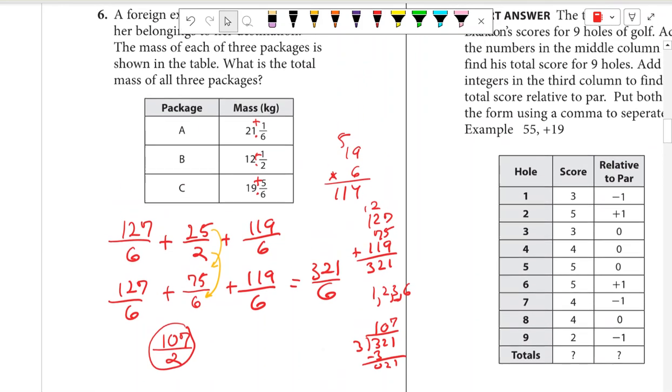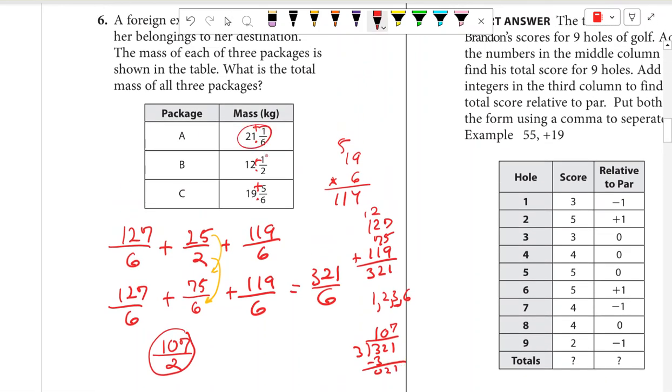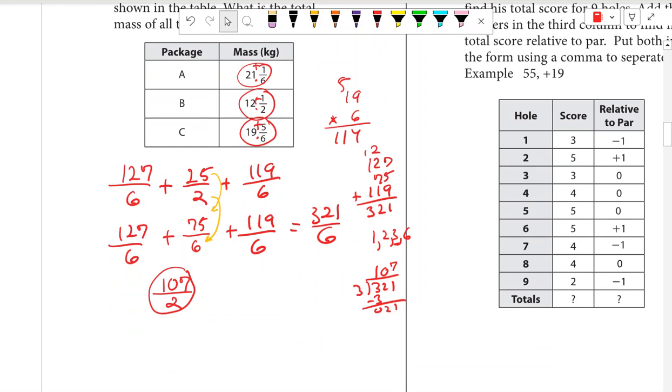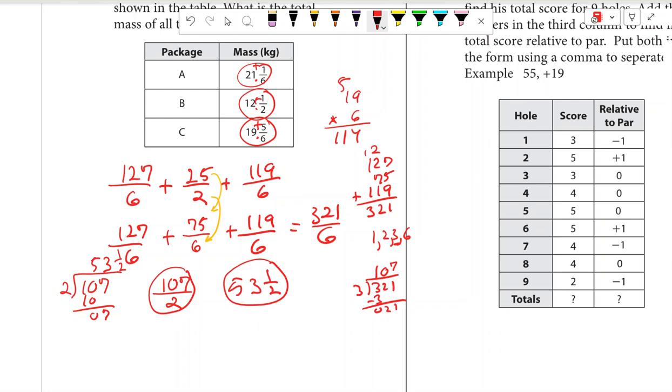But since these numbers are listed in mixed number form, we're going to go ahead and rotate it back to a mixed number. So 107 divided by 2: 5 times 2 is 10. And then 2 goes into 7 3 times, and there'll be 1 remainder. So it's 53 and a half. You can either put it in this form, or you could put it in its lowest simplified terms as an improper fraction.